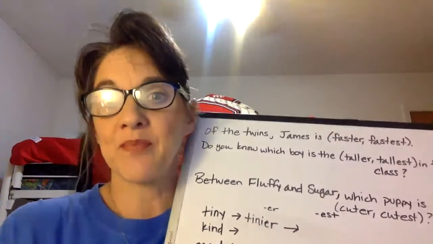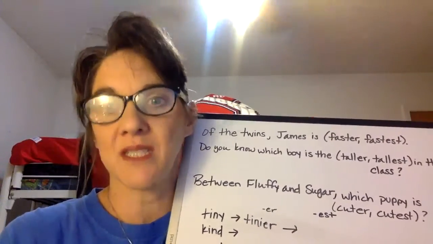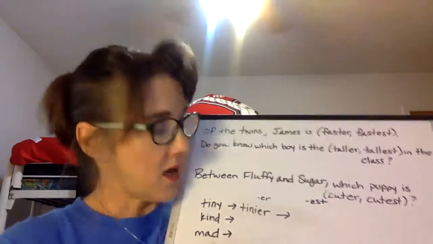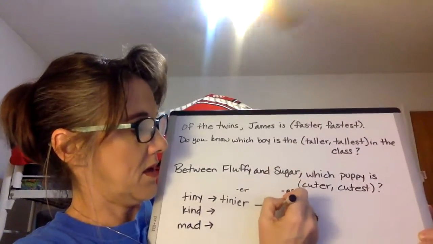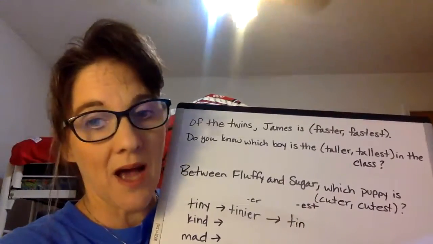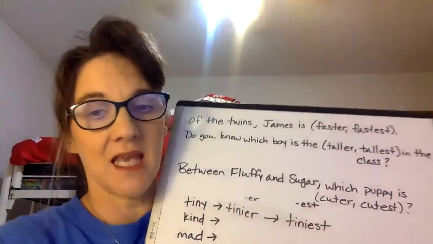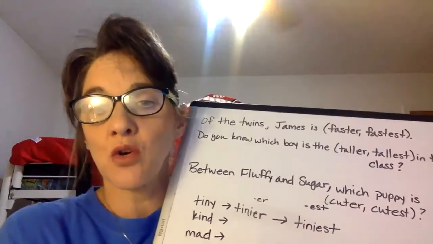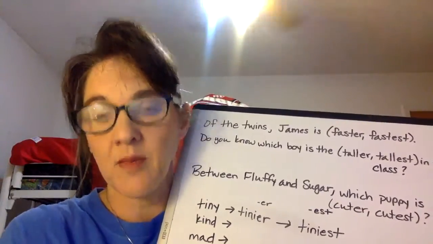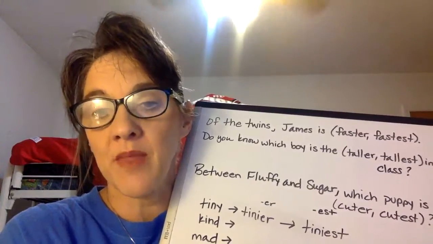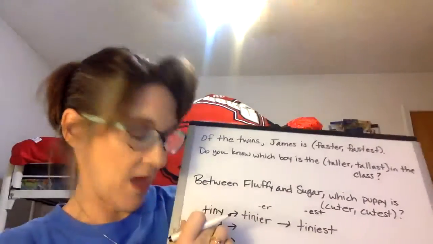If I say, I gave my little brother the tiniest piece of all, then again, I'm changing the Y to an I and adding EST. So when your word ends in a Y and a consonant comes before it, then that's what you'll do. Okay.